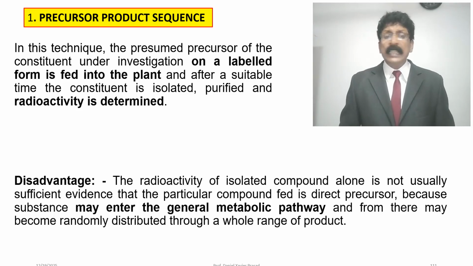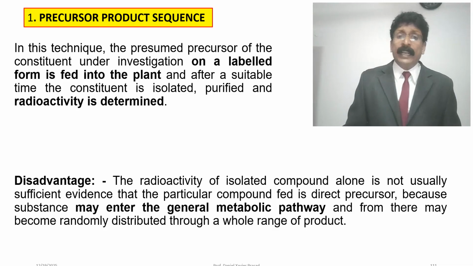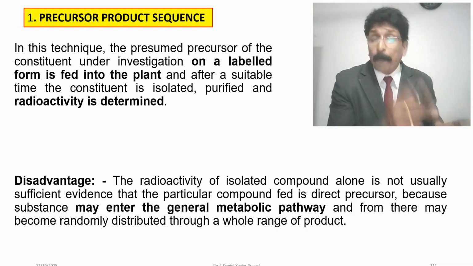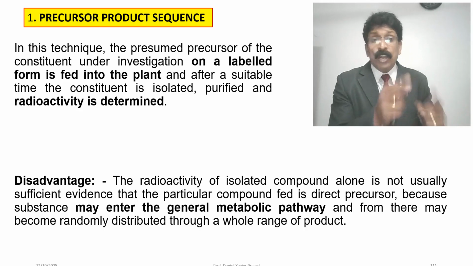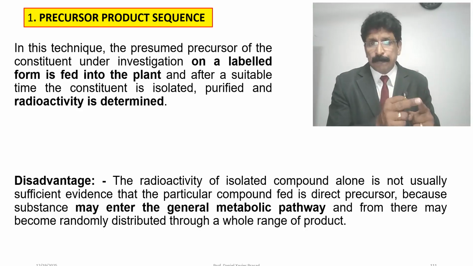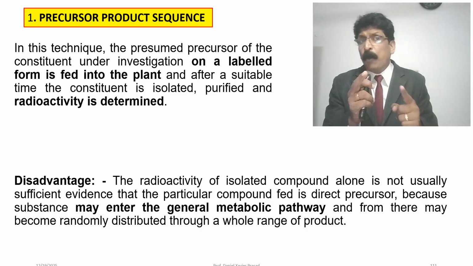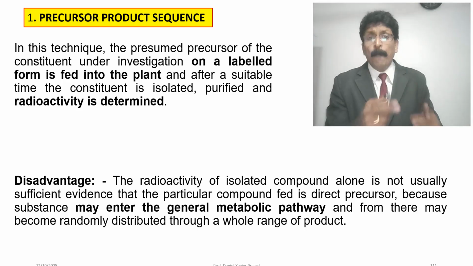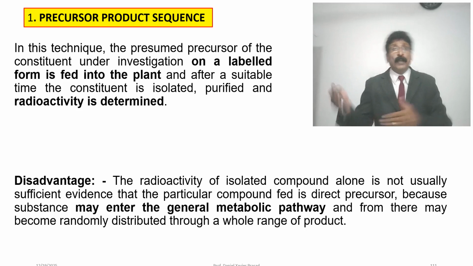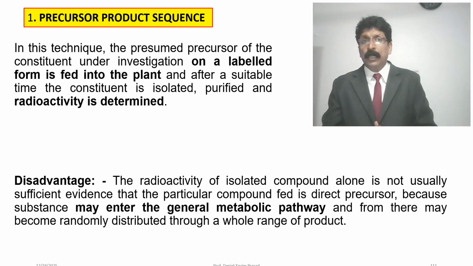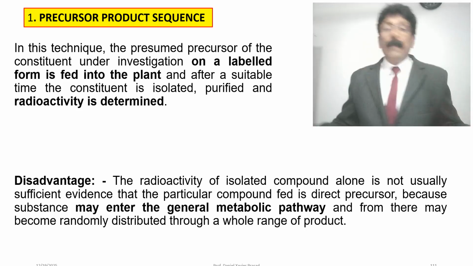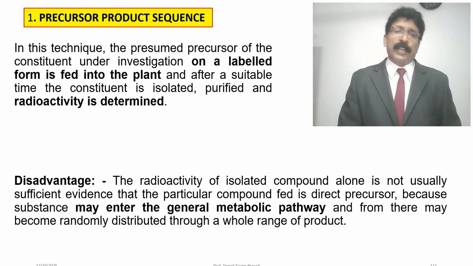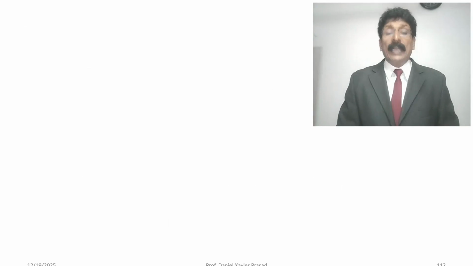The disadvantage of this method is that the radioactivity of the isolated compound which you fed to the plant is not usually sufficient evidence that the particular compound fed is the direct precursor, because the substance may enter the general metabolic pathway, other pathways also, and from there may become randomly distributed through the whole range of products. So we have to do trial and error, and find out.